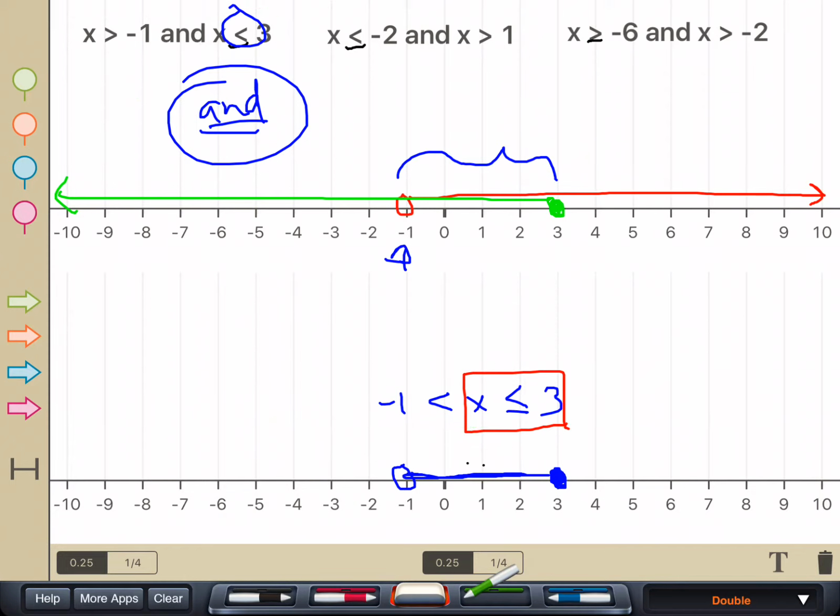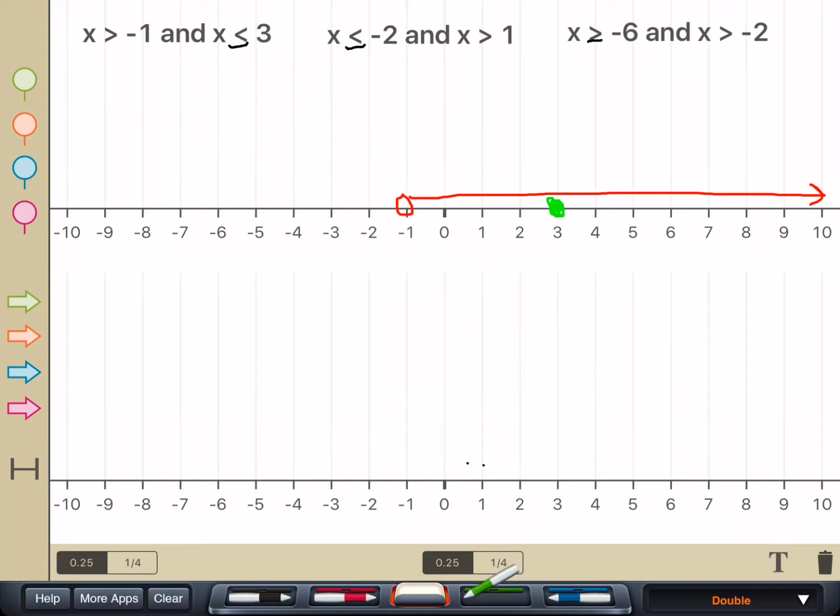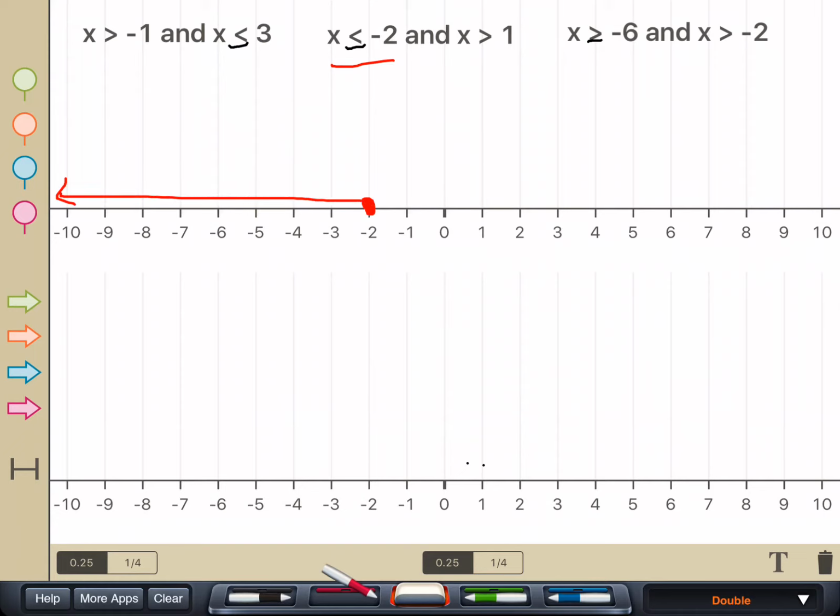So let's just get rid of some of this so we can get on to the next one, which is going to be different. Okay, so again in red for the first one we have x is less than or equal to -2. So equal to -2 and less than -2. There we go. In green, x is greater than 1. Now, when we take a look at this, remember that we're using the word "and." And means that we're making an intersection set.